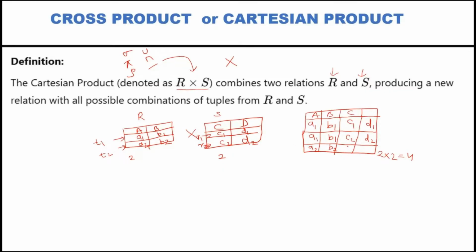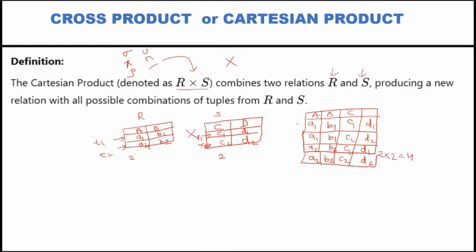So first, what will come, students? C1 and D1 will come as the first combination. Then again A2, B2 will come, and here C2 and D2 will come. So all the rows are exhausted, I mean, all the rows are finished. We made all the combinations.